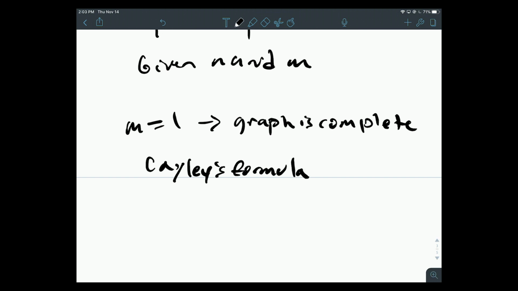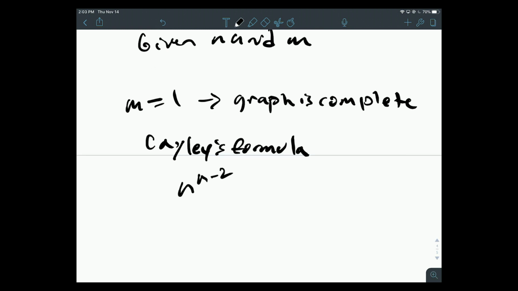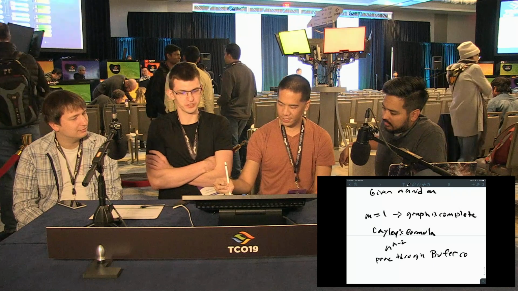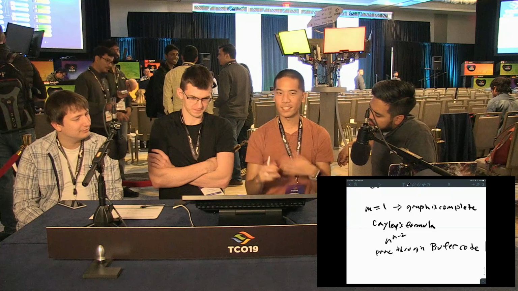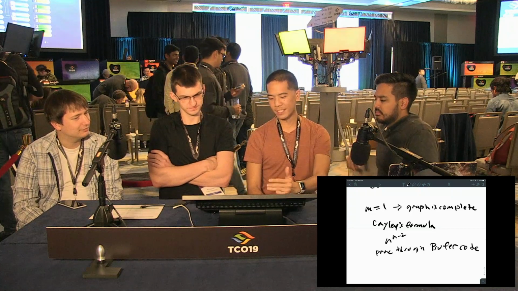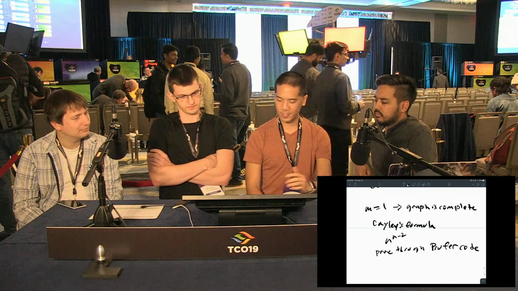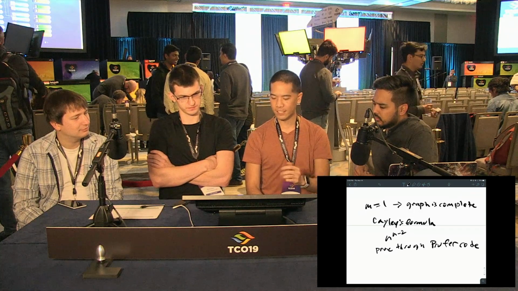It says the number of spanning trees in a complete graph is n to the n minus 2. The way you can derive this is through Prüfer codes, which I don't know if we have time to cover, but I think not. Wikipedia explains it nicely with an example on a small graph. If you look up Prüfer code, you can see the proof, but this is a well-known formula, so most people are familiar with it. So if m equals 1, you can get this formula.